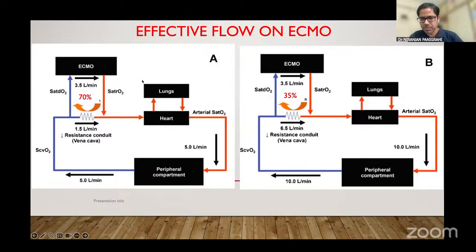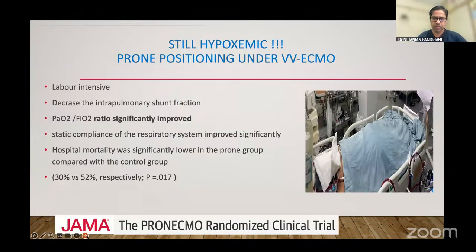Now, in picture B, if the patient suddenly develops something like tachycardia and the cardiac output just doubles, becoming 10 liters, and we do not increase the ECMO flow and keep it at the same 3.5 liters, the ECMO flow percentage comes down to 35%. Even if everything is fine, oxygenator, pump, everything, this patient will still be desaturated. This is to make you understand that whenever the patient has a high cardiac output, we need to augment the ECMO flow.